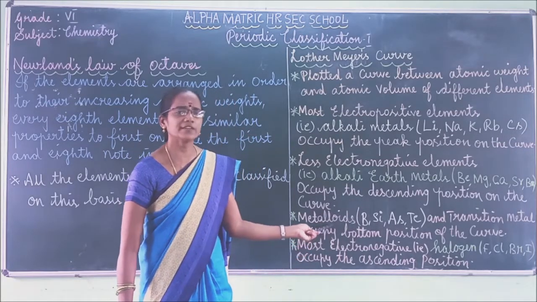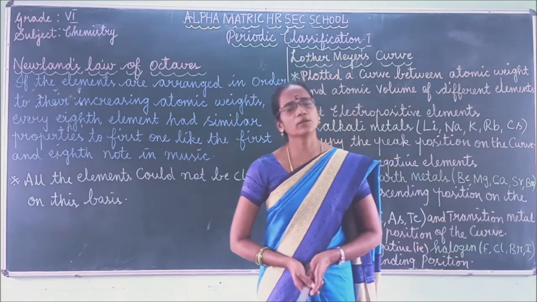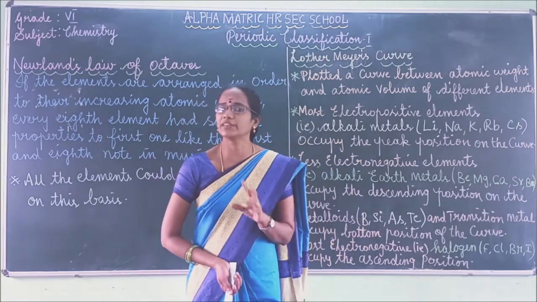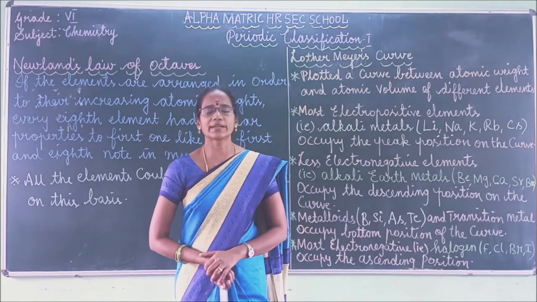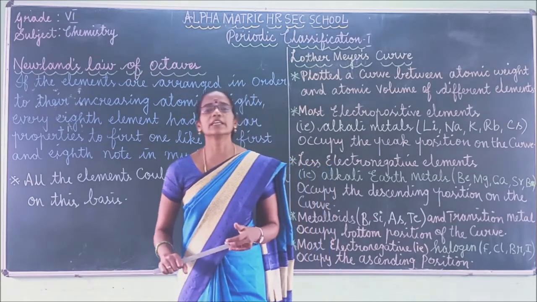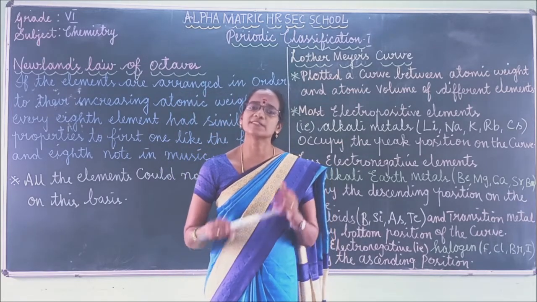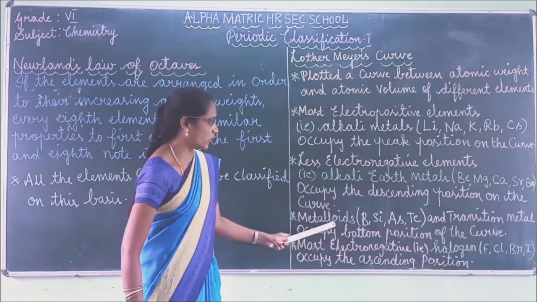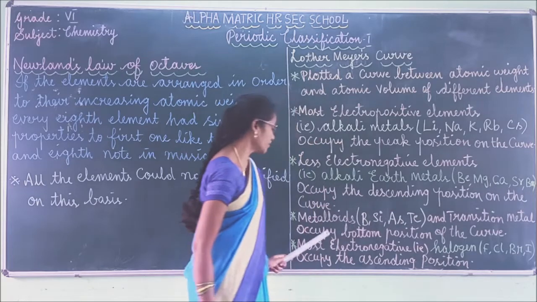What do you mean by metalloids? Metalloids means elements which can exhibit both the metallic character as well as non-metallic character, that is intermediate between the two. Those elements having metallic character as well as non-metallic character, these are called the metalloids. For example, boron, silicon, germanium, arsenic are some of the metalloids. These elements possess metallic character as well as non-metallic character, right? So, metalloids, boron, silicon, arsenic, tellurium, and transition metals.